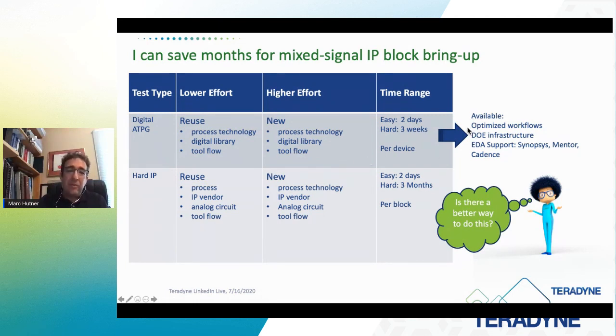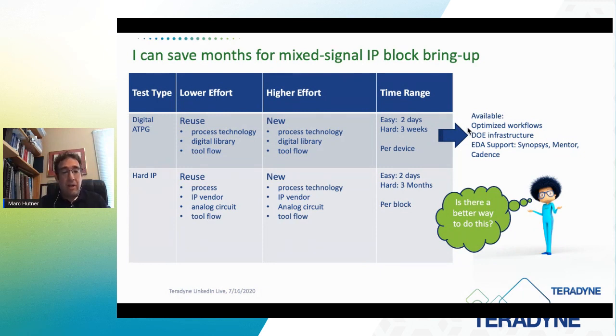Now, since I'm not going to talk about it today, I do have to point out that we do have some optimized workflows, some DOE infrastructure, so design of experiments, like a really good characterization environment, as well as ways to capture the scan diagnostics for each of the major EDA vendors. So if you're interested in that, I would suggest that you go talk to your AE from Teradyne, and you can go learn about those approaches.